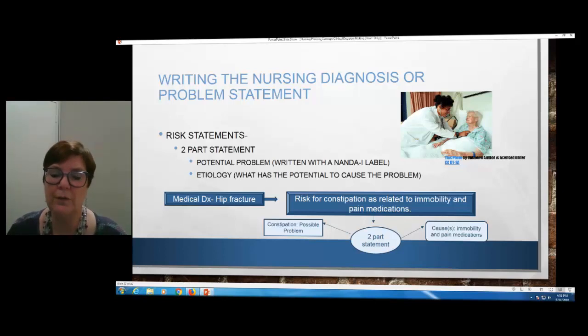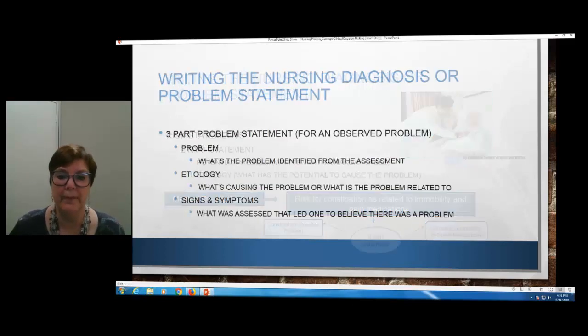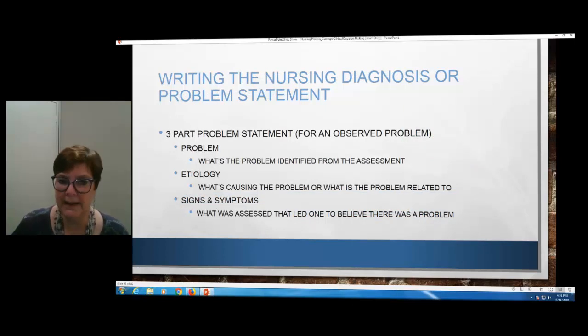An intervention for someone who has poor innervation in the colon, there are going to be some similarities, but there are going to be differences in what you decide to do about it. So when we get back to the three-part problem, we still got to have the etiology telling us what the cause of the problem is, and then we have to have our defining characteristics, or what it is that we assessed that led us to believe there was a problem.